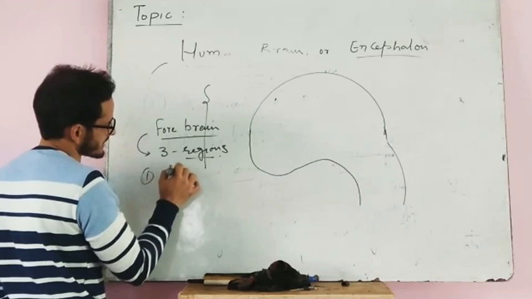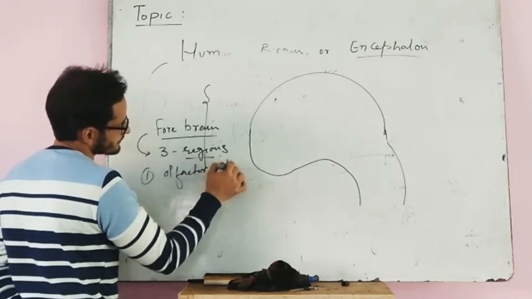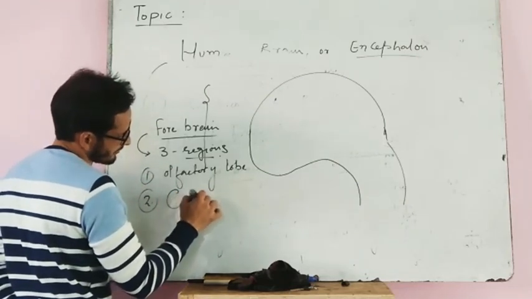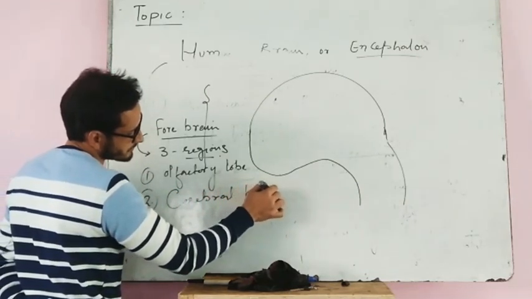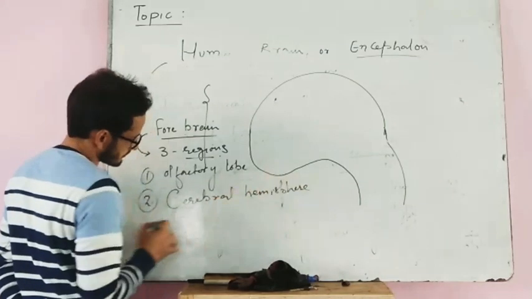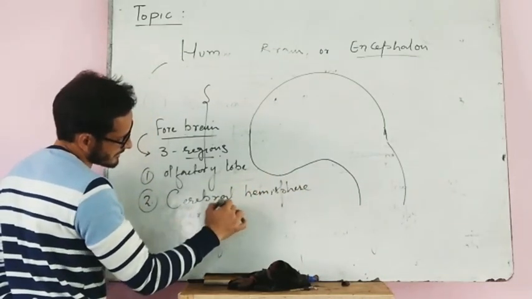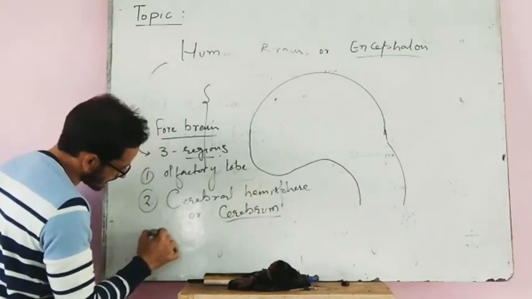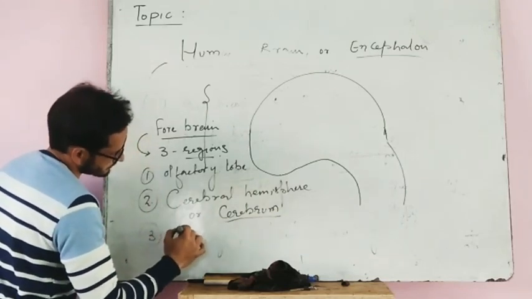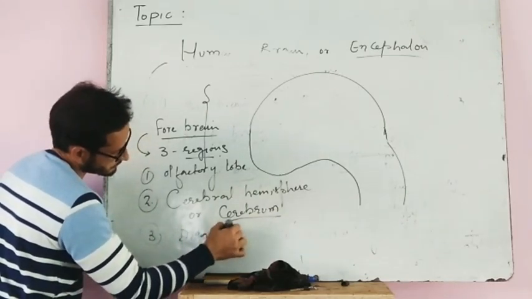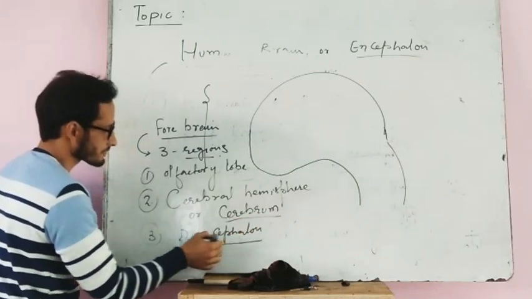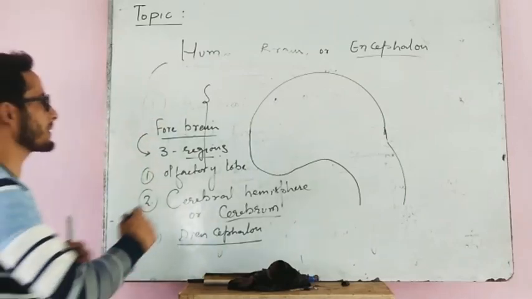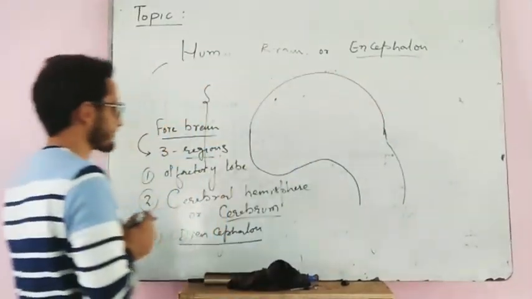This forebrain has three important regions. One is the olfactory lobe. The second one is cerebral hemisphere, which is also known as cerebrum. And the third one, diencephalon. These three regions together constitute the forebrain, which is the uppermost part of human brain.